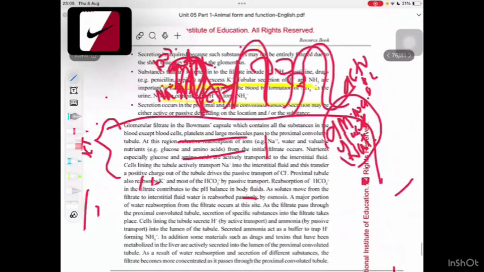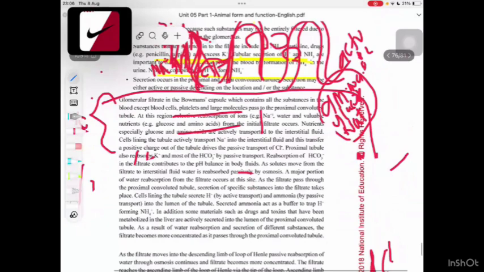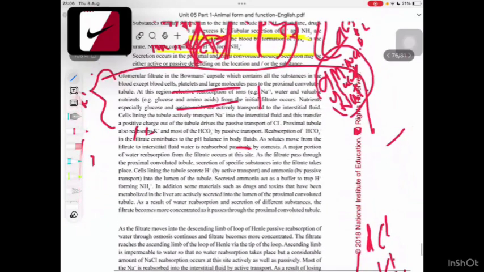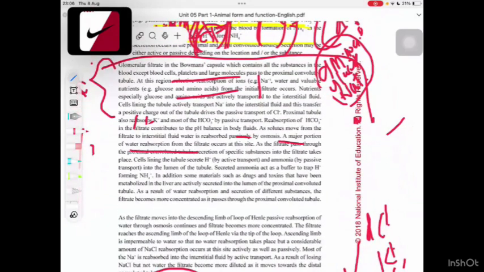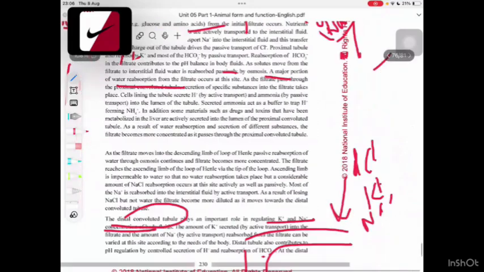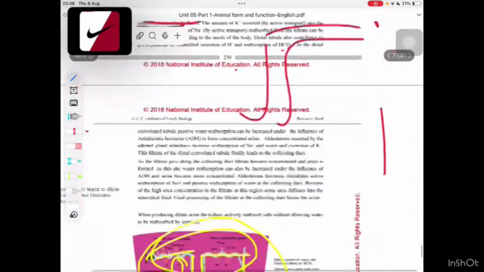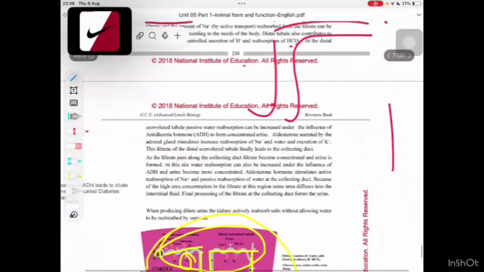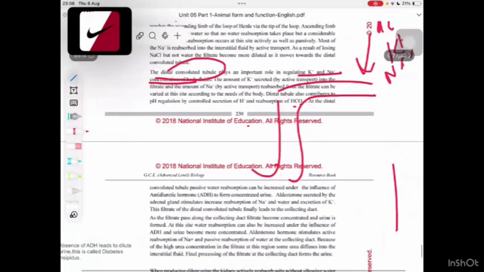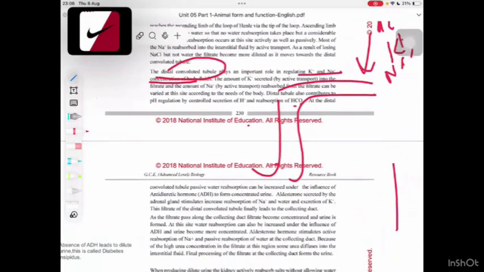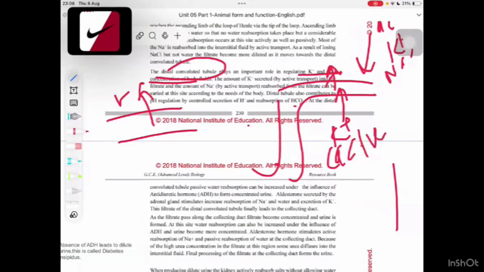Most of the water is reabsorbed in the PCT. That's what we learned, right? I think I highlighted at that time that a major portion of water reabsorption occurs at this site. Okay, now let's go through this part. The distal convoluted tubule plays an important role in regulating K+ and Na+. In the PCT, K+ was reabsorbed. In the DCT, K+ is now secreted into the tubules by active transport.